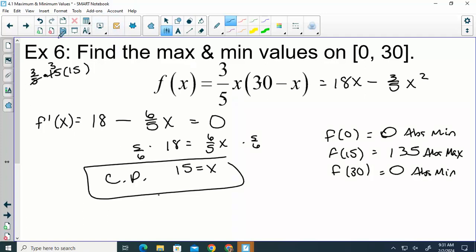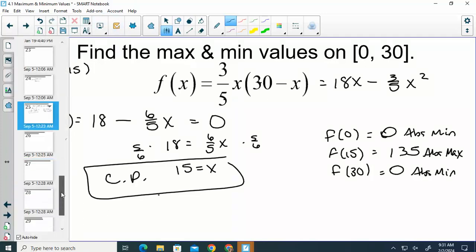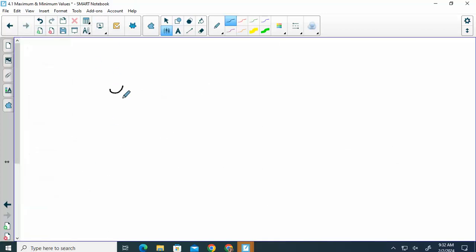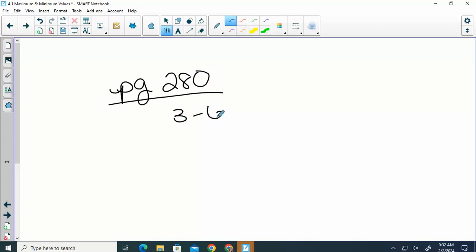Your assignment, we're going to do page 280, 3 through 6, 31 and 37. On problems 31 and 37, make sure you read your directions. You are doing the critical numbers only. You don't have to find maxes and mins yet. Okay, so the first 4, 3 through 6, you're just looking at a graph telling me where the maxes and mins are on the graph. 31, 37, you're just finding critical numbers.